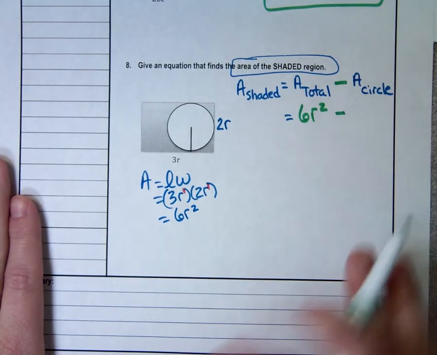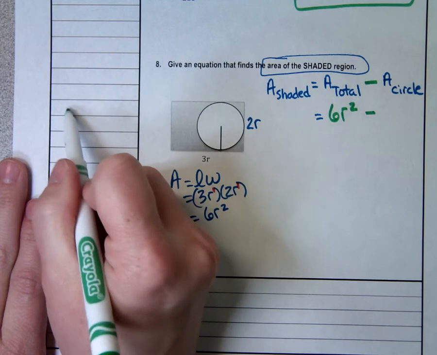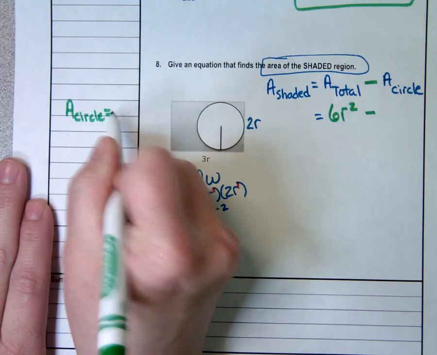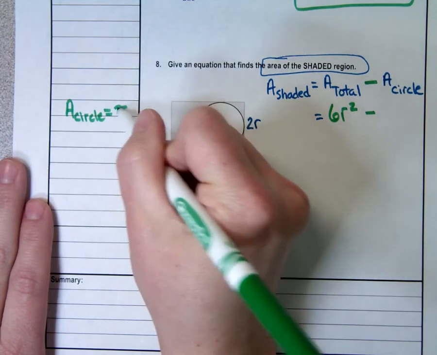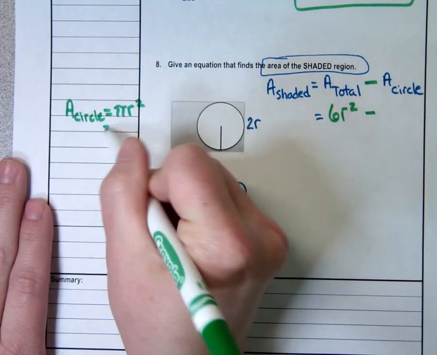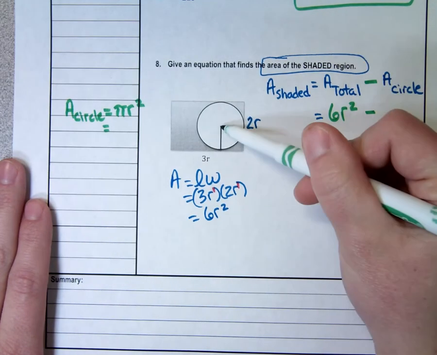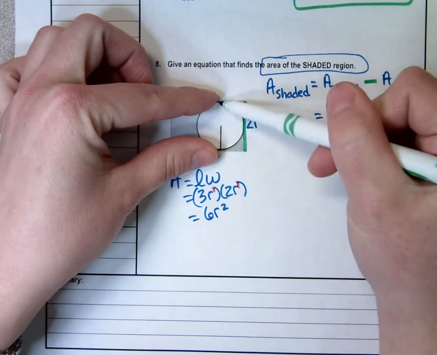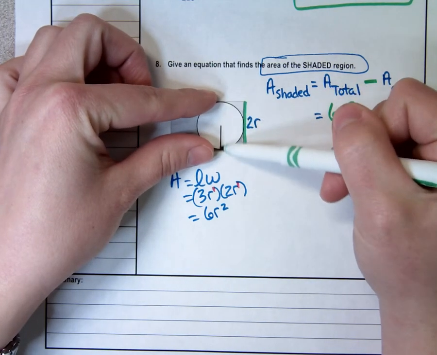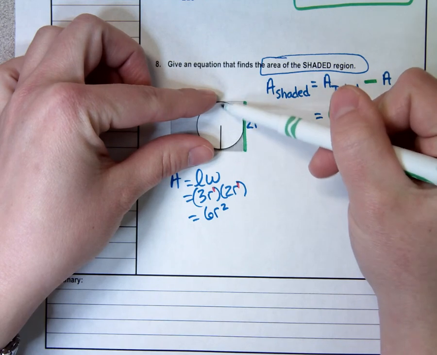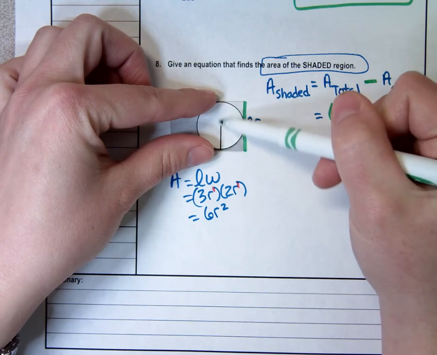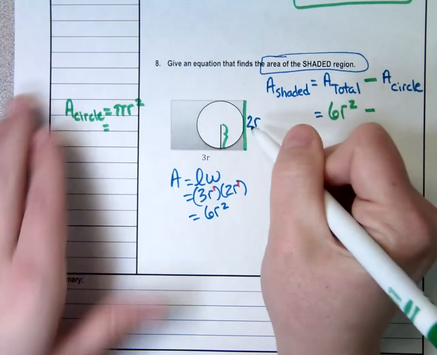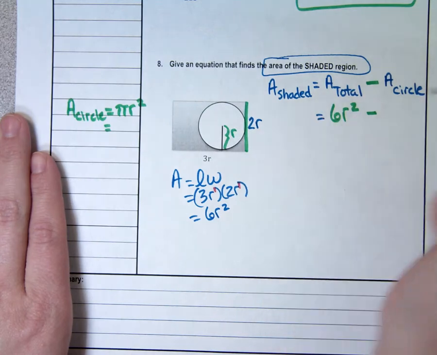So let's talk about the area of the circle. Do you remember the formula for area of a circle? Area of a circle equals pi r squared. Okay, so I need to figure out how long this radius is. So if from here to here is 2r, this whole length right here is 2r. That's the diameter. If the diameter is 2r, the radius is half that. How long is the radius? Just r.